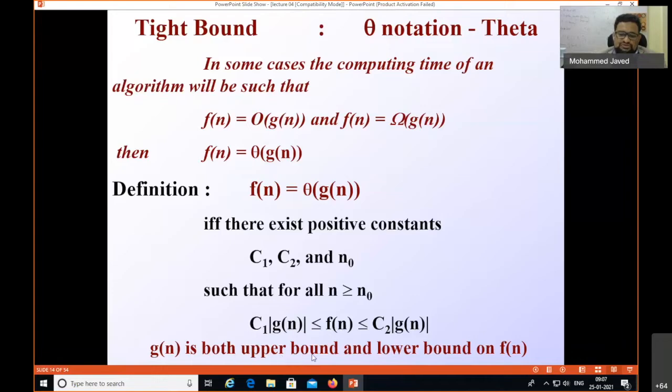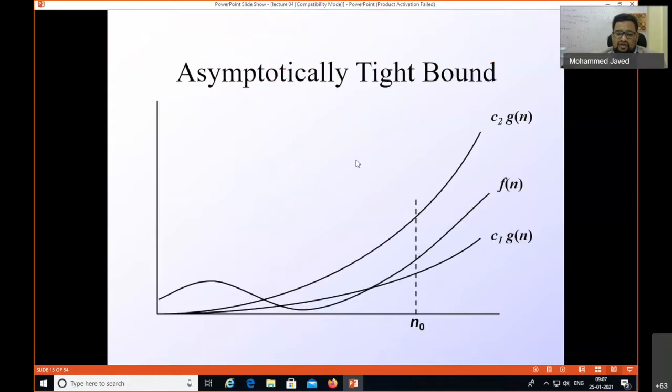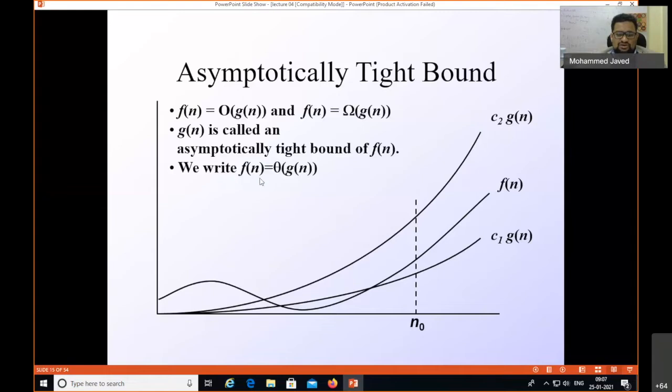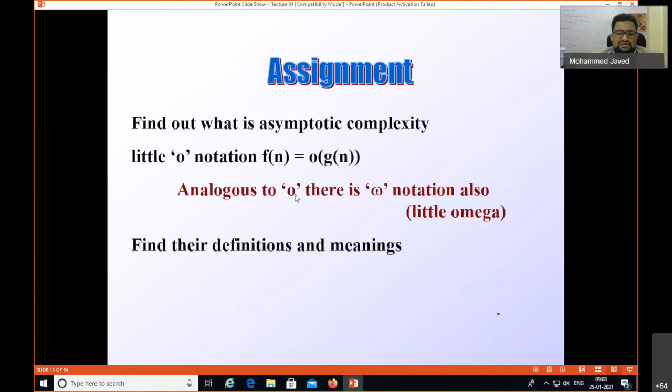So g of n is both the upper bound and the lower bound of f of n, right? So here you can see this picture. Here f of n is always greater than c1 into g of n, and f of n is always less than c2 into g of n. Hope you understood what f of n is. F of n is the actual computing time of your algorithm. It is the practical time of your algorithm, you can say. So formally this is how it is defined. We write f of n is equal to theta of g of n. It reads f of n is theta of g of n, right?